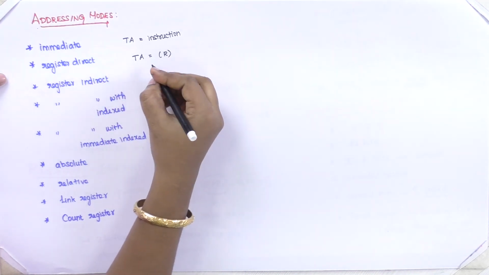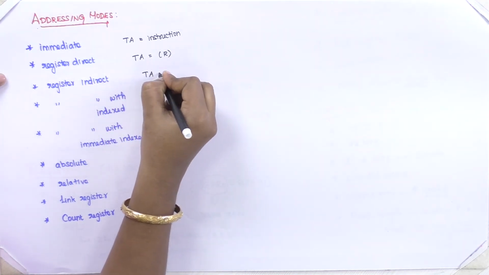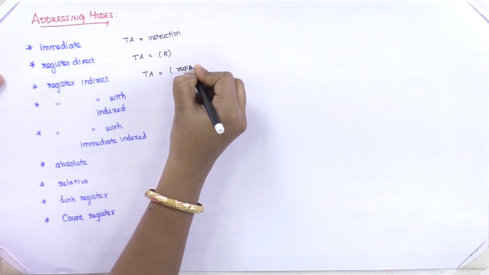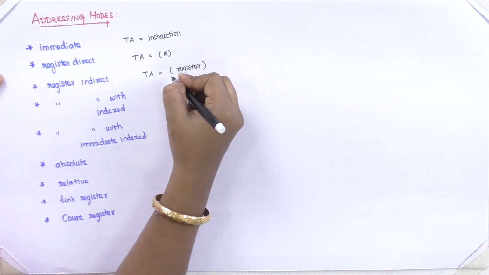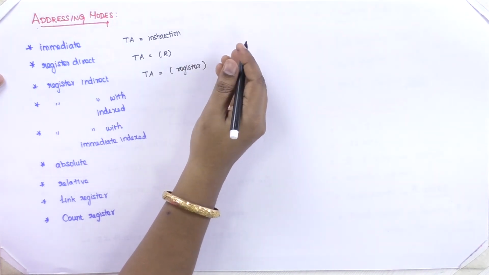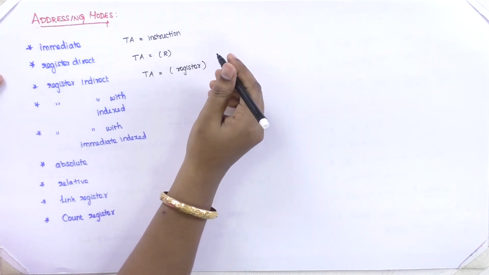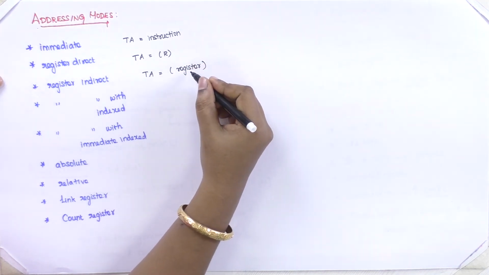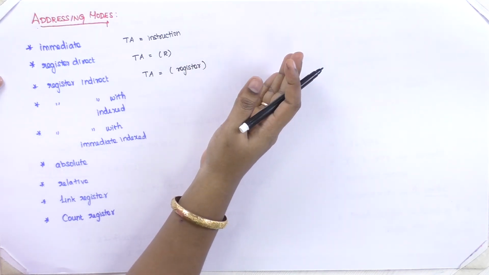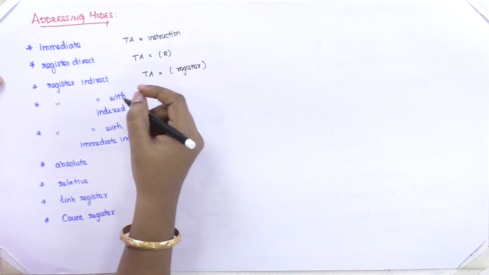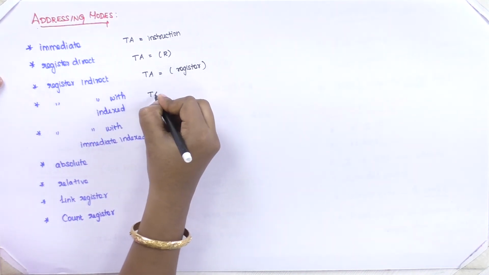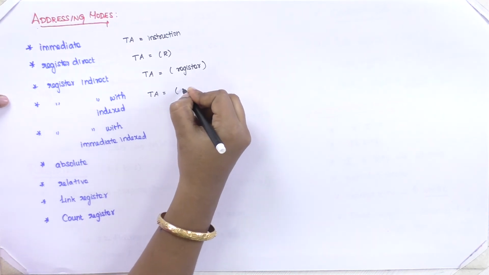Then in register indirect mode, the target address is calculated by obtaining the address that is present inside the register. In that address we will have our destination value. So the register holds the address, we have to fetch that address and go to the address to obtain our destined value.